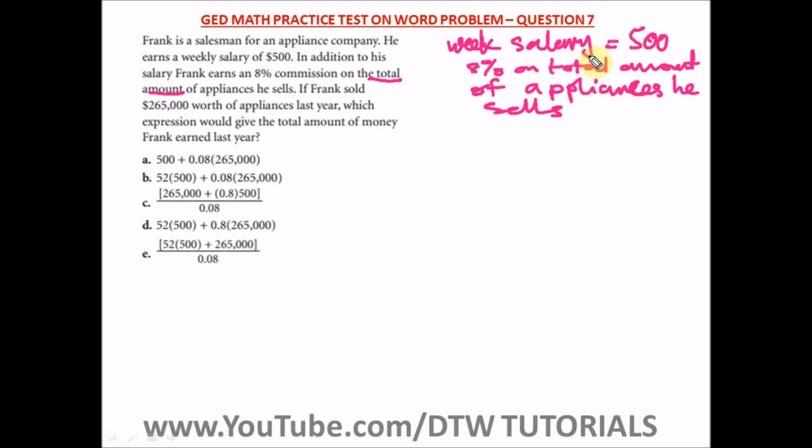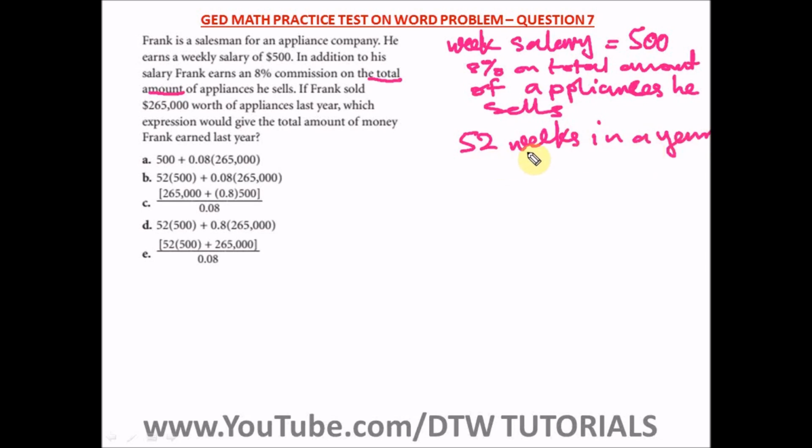Now you can see the statement, he earns weekly $500, and we're looking for the total amount he earned the whole of last year. So weekly salary. So how many weeks are in a year? Okay, we have 52 weeks in a year.